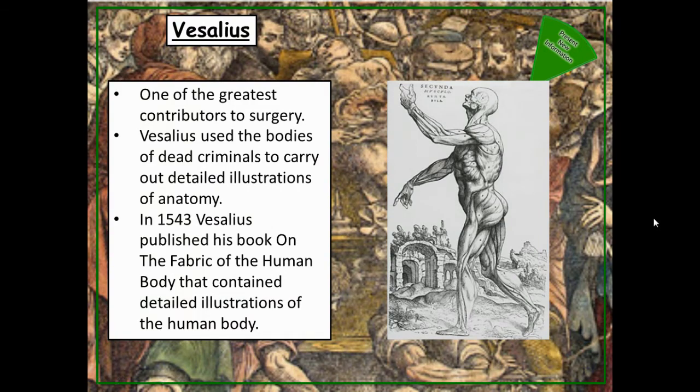In 1543, Vesalius published his book on the fabric of the human body that contained detailed illustrations of the human body. So this was his most famous work, which he based on very careful dissections of dead criminals that he'd cut open and done very detailed drawings of. And it was a real development in the understanding of the human body because previously most dissections had been carried out on animals. It was seen as not a good thing to dissect human beings. So by doing that and using that, he managed to disprove a lot of Galen's ideas about the human body, I think about 200.